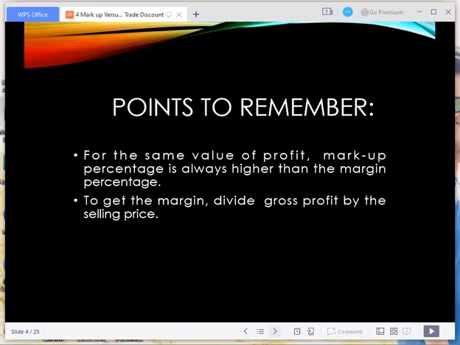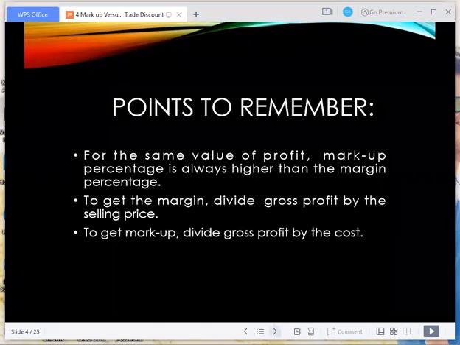Now, to get the margin, we need to divide the gross profit by the selling price. And of course, because this is margin, we are referring to percentage. By dividing the gross profit by the selling price, you'll get a decimal. To get the percentage, you need to multiply it by 100. To get the markup, you need to divide the gross profit by the cost. So again, what's the difference between the margin and the markup? Margin, the divisor is the selling price. Markup, the divisor is the cost.